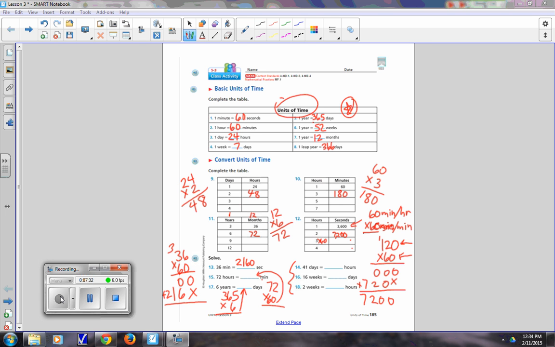I want you to go ahead and try this with the rest of these here using our basic table. This is very review. I know you can handle this. Just think it through. What do I need to know? And if you need to, draw a picture. What do I need to know?